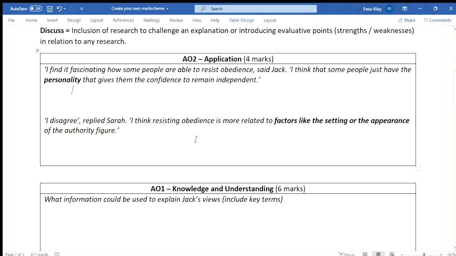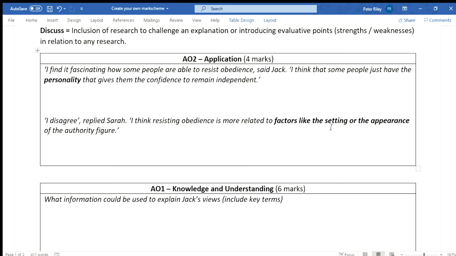Sarah's far more open than Jack's ideas. Factors like the setting or the appearance of the authority figure. So there we've got various different explanations like the setting or the appearance of the authority figure. The setting could be, for instance, we know Yale University compared to the rundown office block.